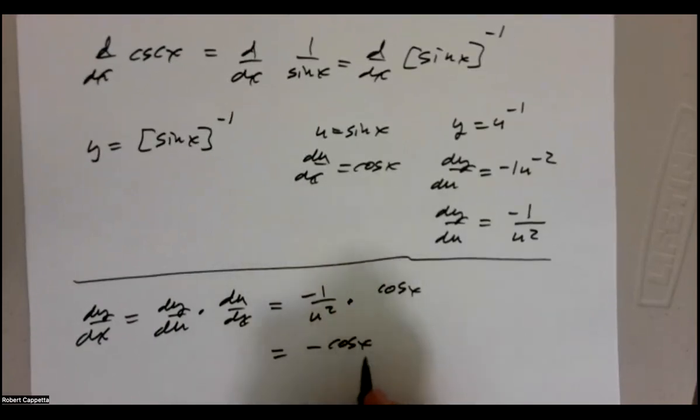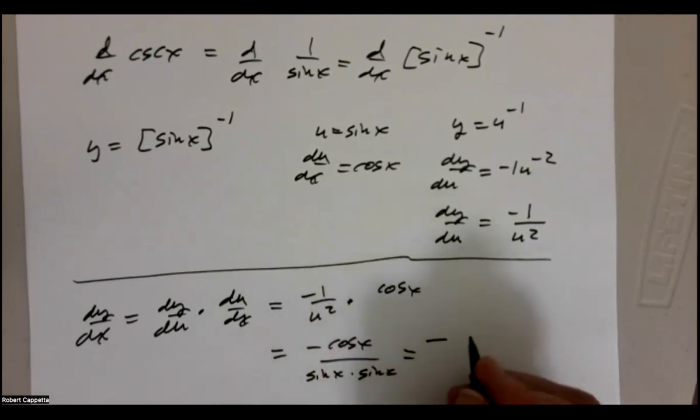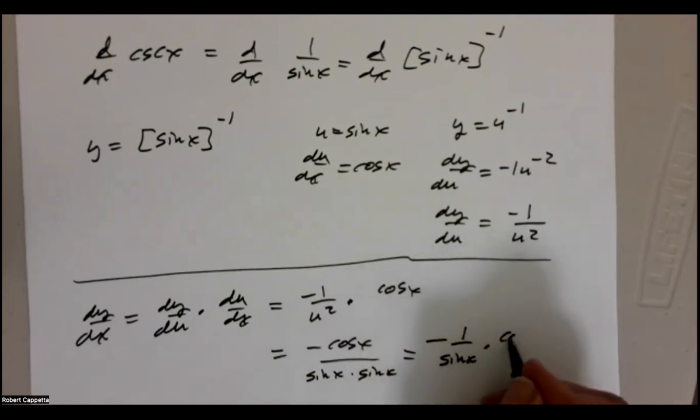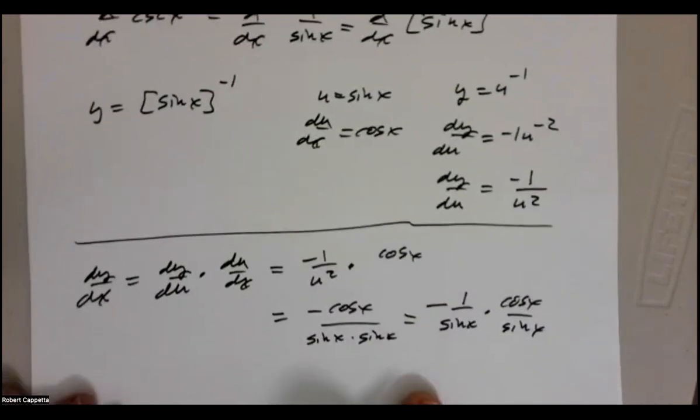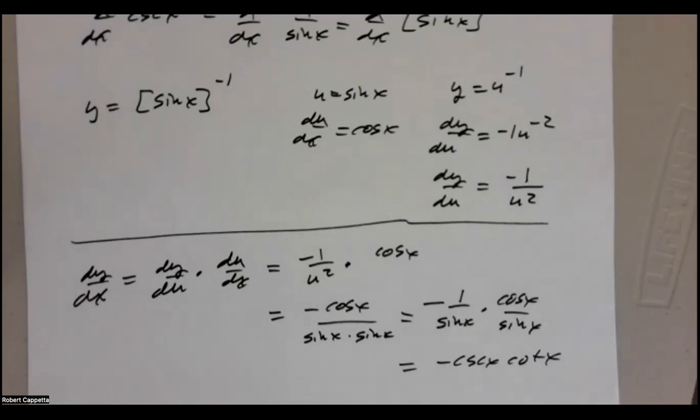So negative cos x upstairs, sine x times sine x downstairs, sine x squared times sine x times sine x, which is -1 over sine x times cos x over sine x. And there you recognize what we've memorized before. It's negative cosec x cotangent x, or our basic rules of trigonometry. So we're also able to do it that way, which is nice.